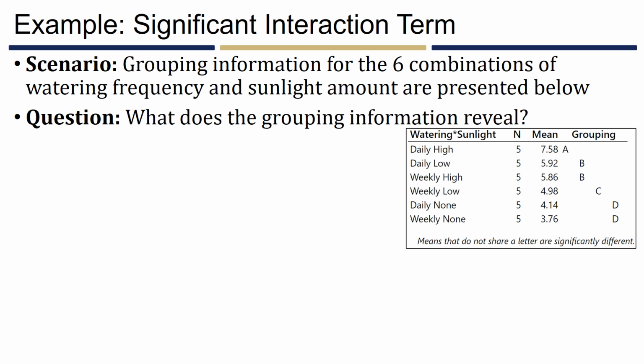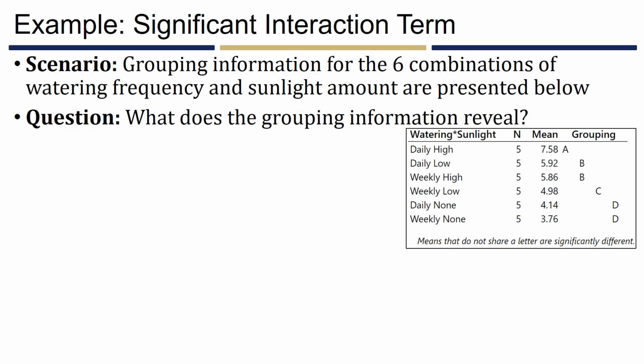Here's how you interpret the grouping information. If you have 2 groups that share a letter, then those means are not significantly different from one another because they're considered to be in the same group. On the other hand, if you have means or groups that do not share a letter, then those means are significantly different from one another.